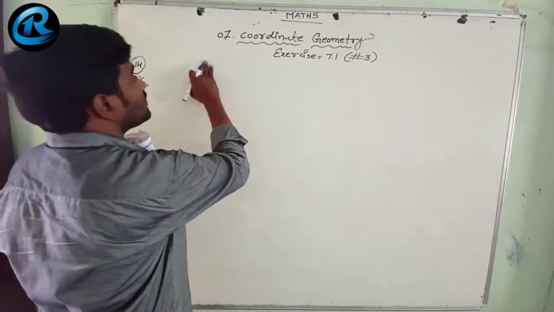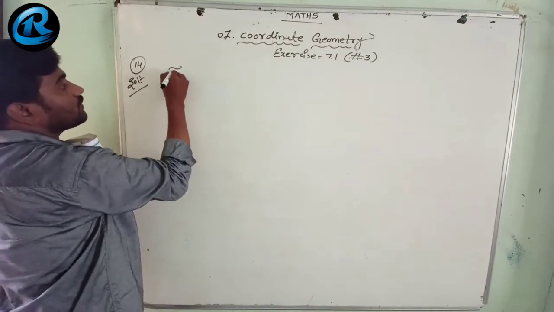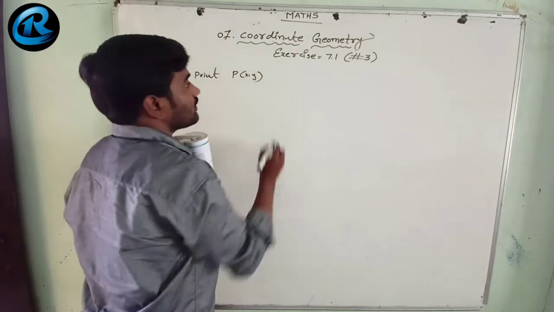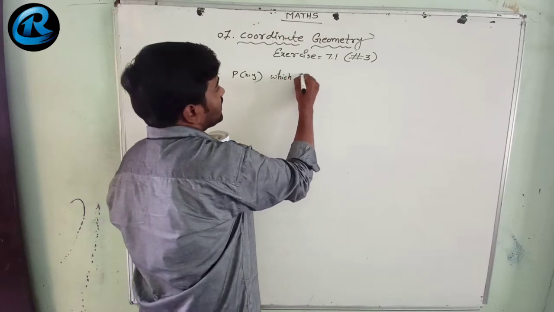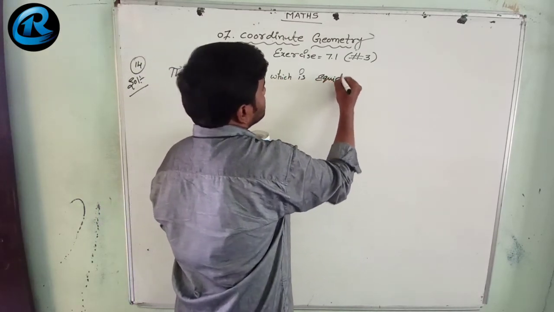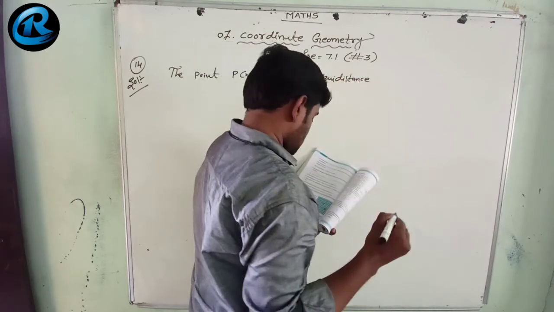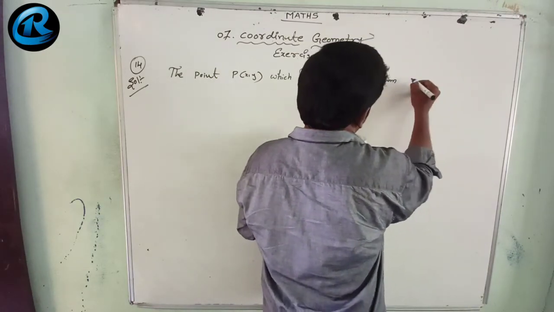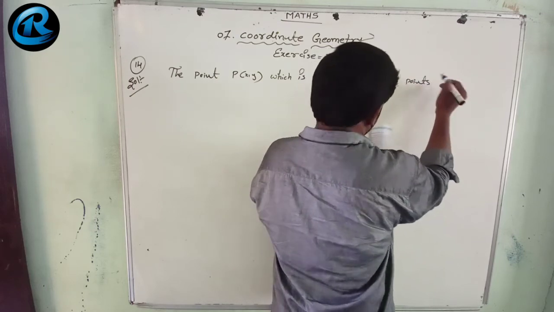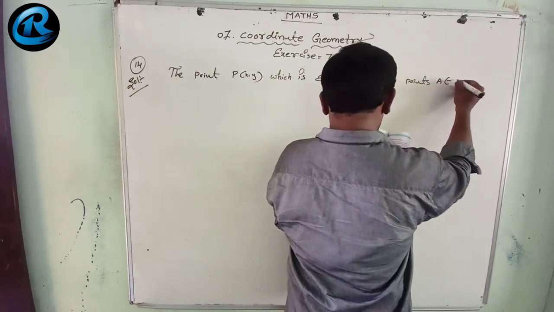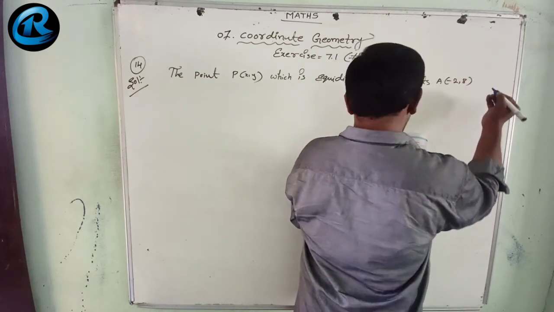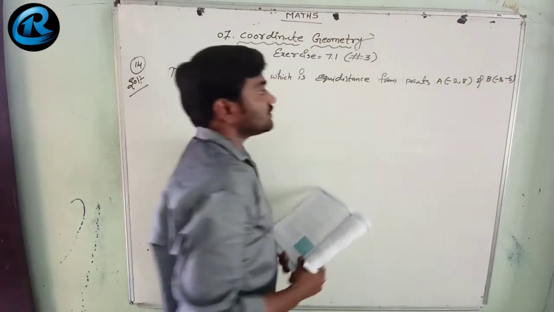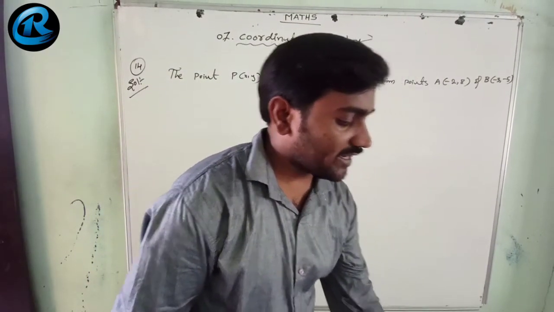So we need to find the point, let us assume the point P (x, y), which is equidistant from points A (-2, 8) and B (-3, -5). Here P is equidistant from the points A and B.